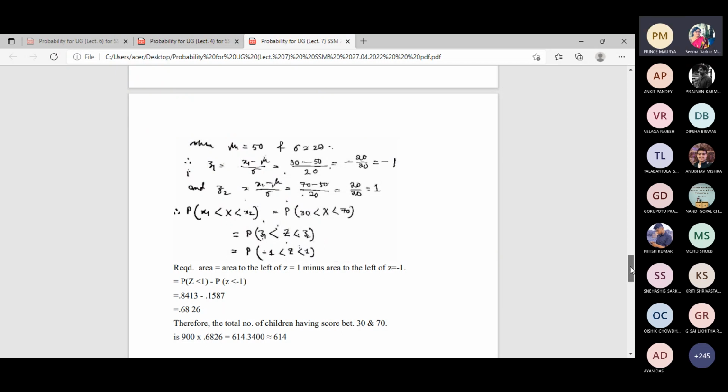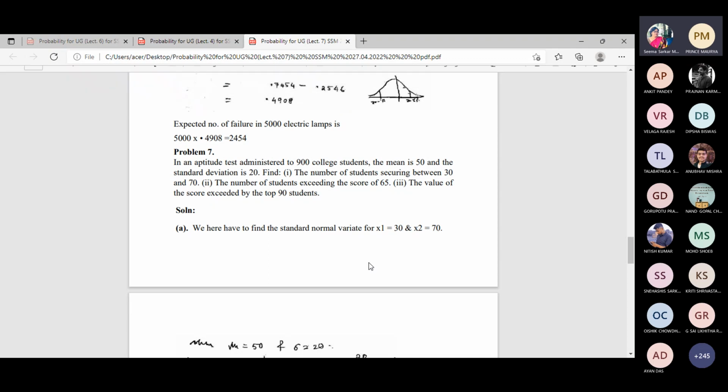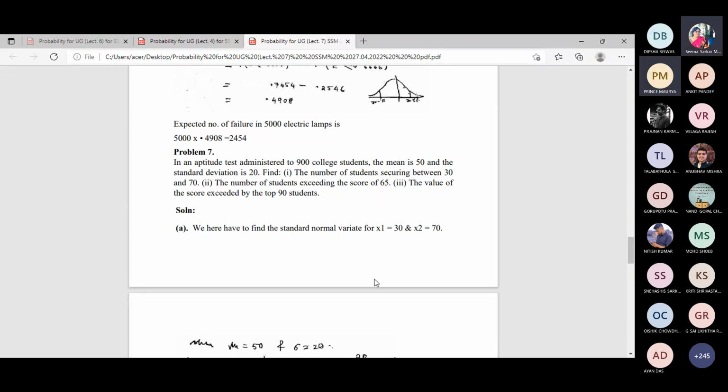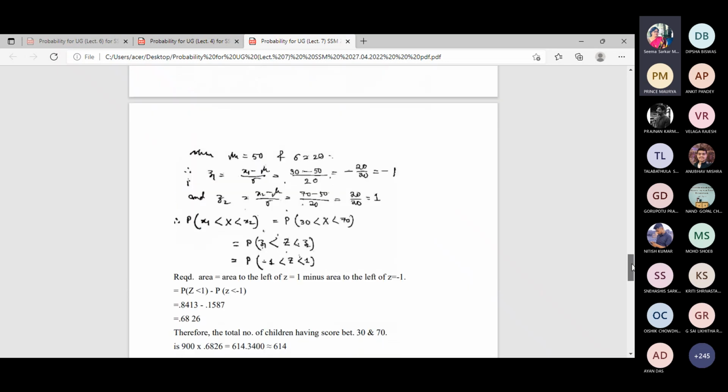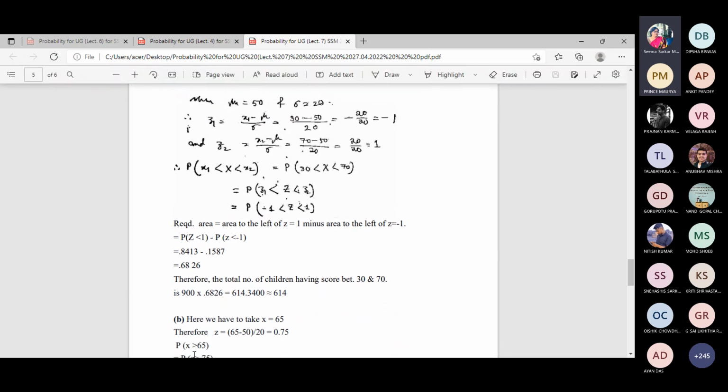And the second part, what is the second part? The second part is you have to find the number of students whose marks exceed 65. That means which probability shall I have to find? Probability that X is greater than 65. Yes. We now have to find the probability that X is greater than 65. Okay. And for 65, X value 65, what will be the Z value? Z value is obtained as 0.75.